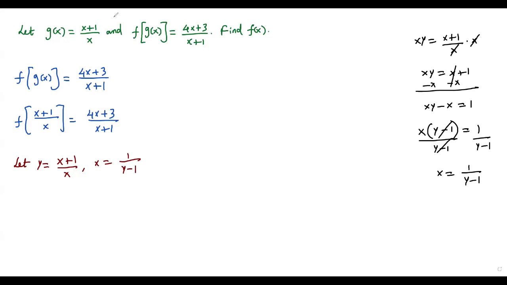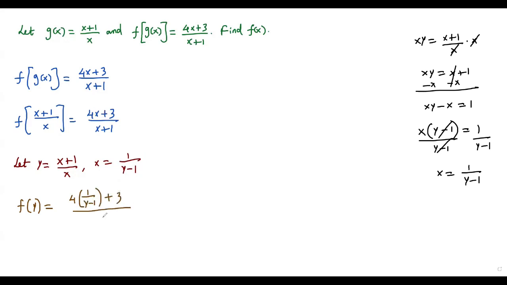Okay, now in this function, I have to replace this (x + 1) over x by y. On the right side, each x has to be replaced by this expression, 1 over (y minus 1). Okay, let me continue. So f of y equals 4 times, for this x, we can plug in 1 over (y minus 1). Let me do it.